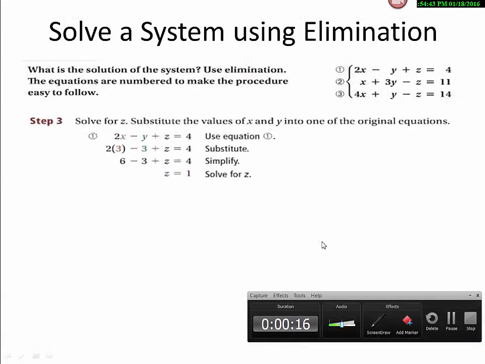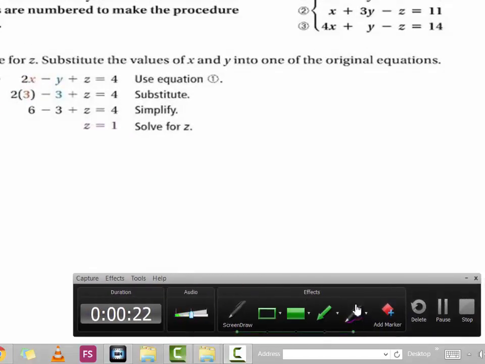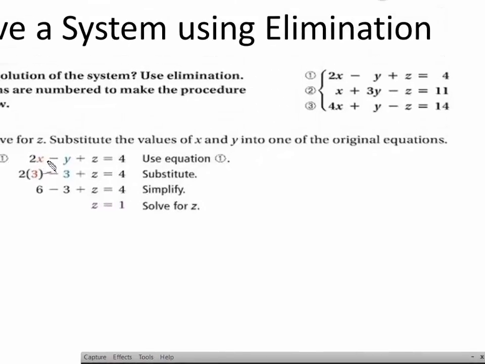Here is step 3. Once we know the values of x and y, we can just substitute the values of x and y back into any of these equations. So in this example, we just use equation 1 to solve for z.